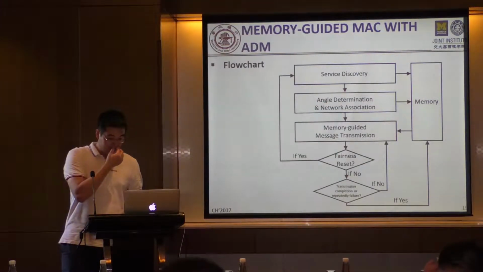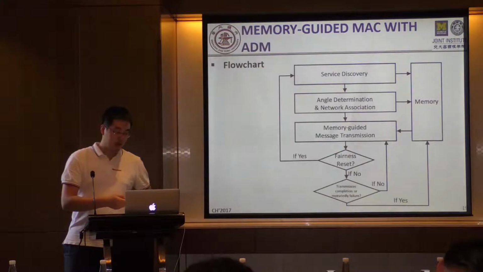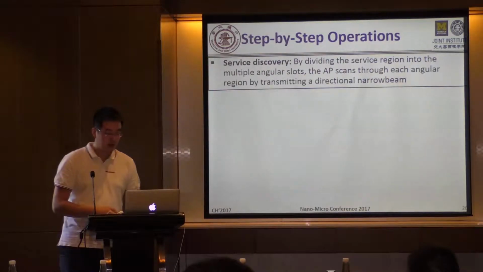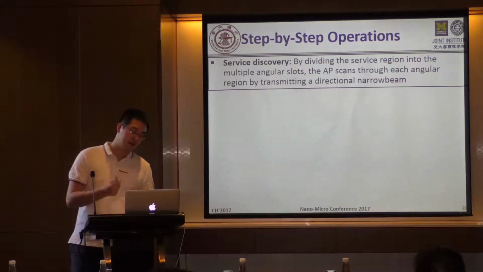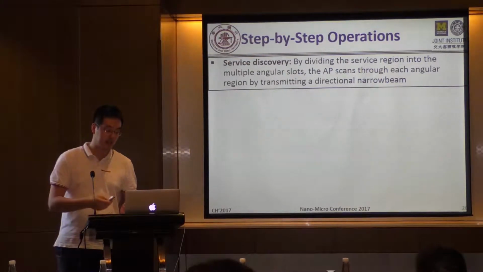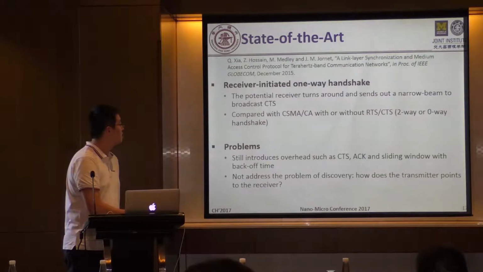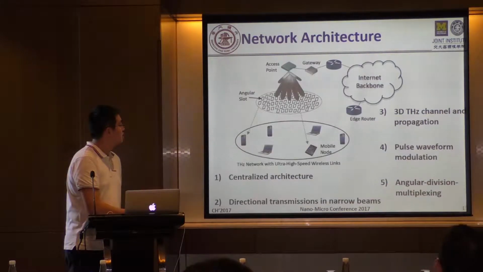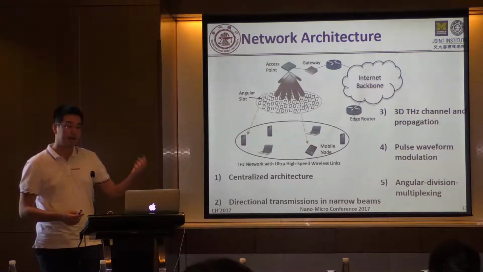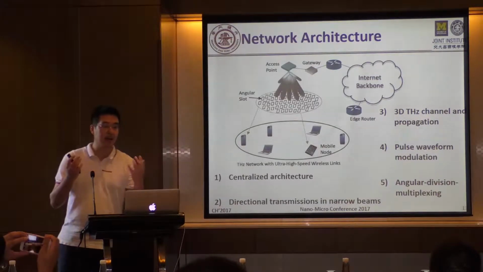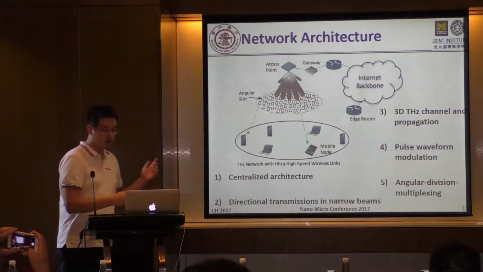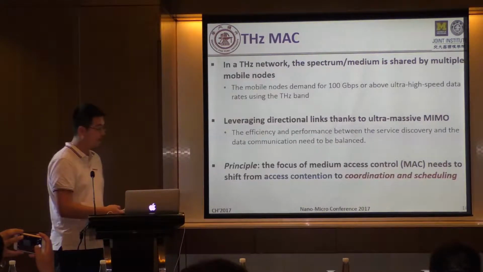That's a flow chart of our scheme. I will check each box one by one. Okay, so first, the service discovery, right? First, we divide the service region into multiple angular slots. The AP scans through each angular region by transmitting a directional narrow beam, which just looks like this. We divide the region into many angular slots, and just imagine TDM, right? We have the time slot. Now we have the angular slot. We check each angular slot to find users.